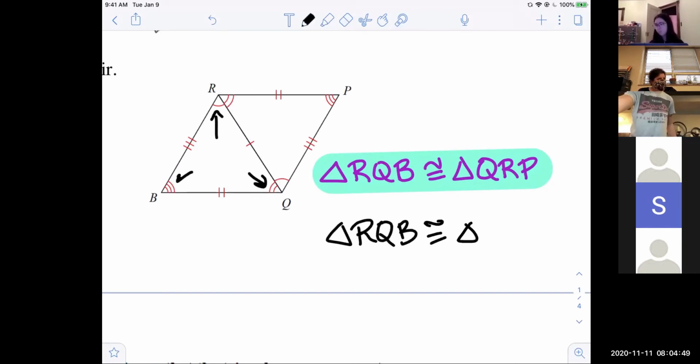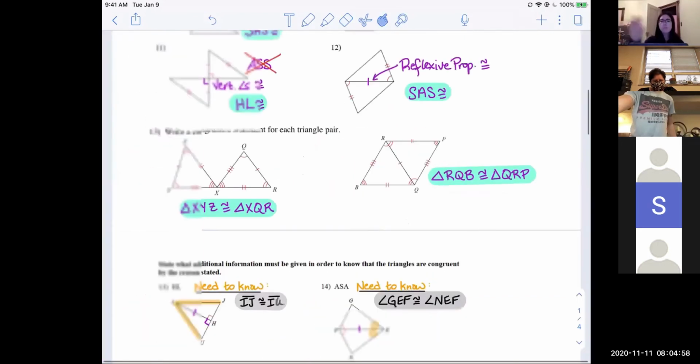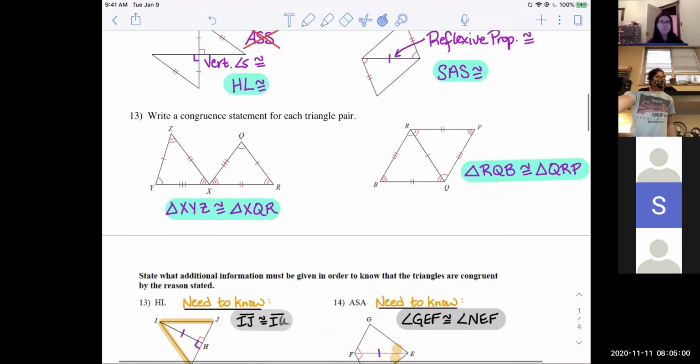You could go 3, 2, 1, or you could go 2, 1, 3, or whatever, as long as the correspondence matches things correctly. But sometimes the vertex goes to itself, sometimes it doesn't. So when I'm writing congruent statements, if I write triangle and then congruent triangle URX, do I need to include 5? What if it is like 5?